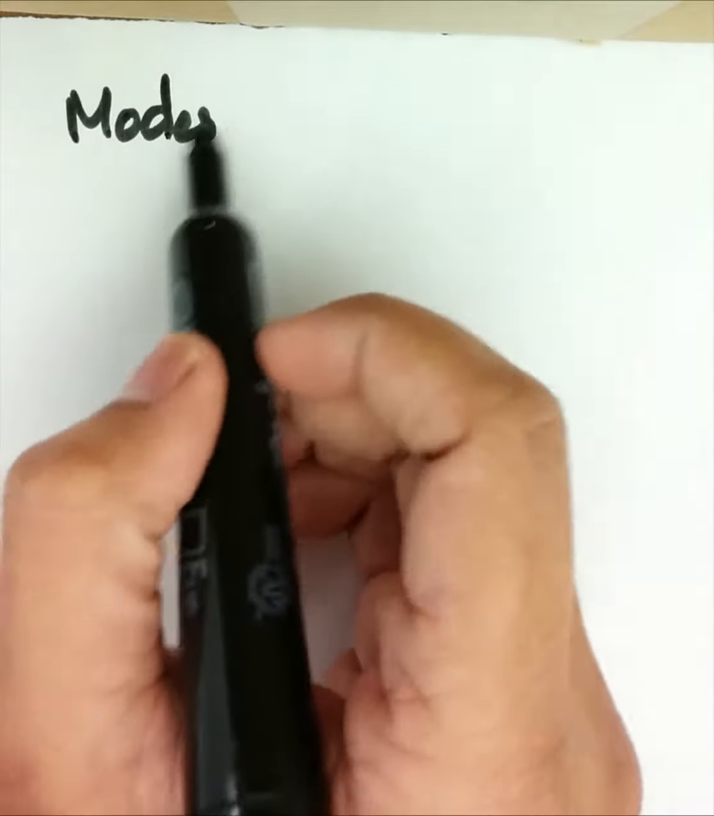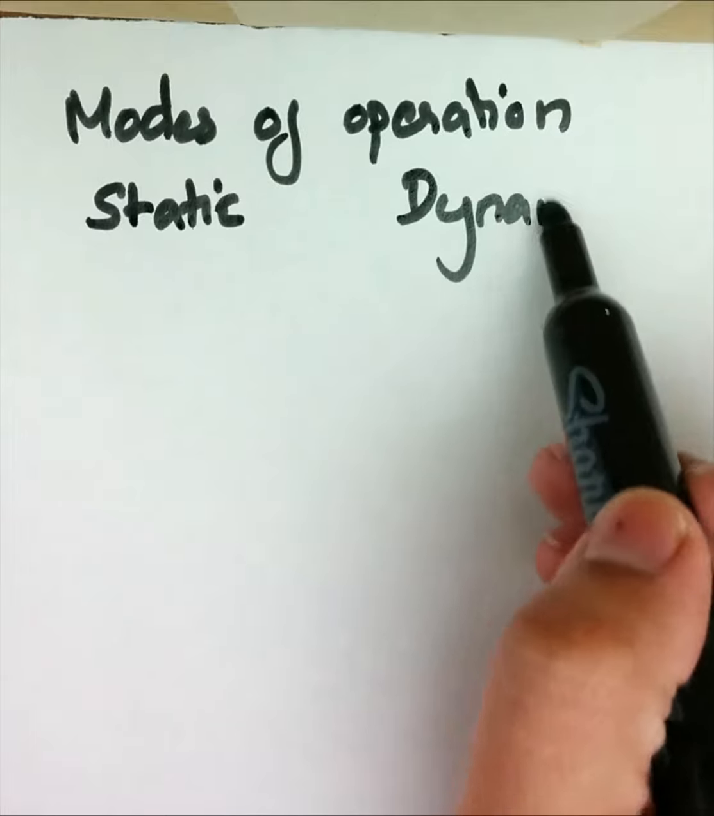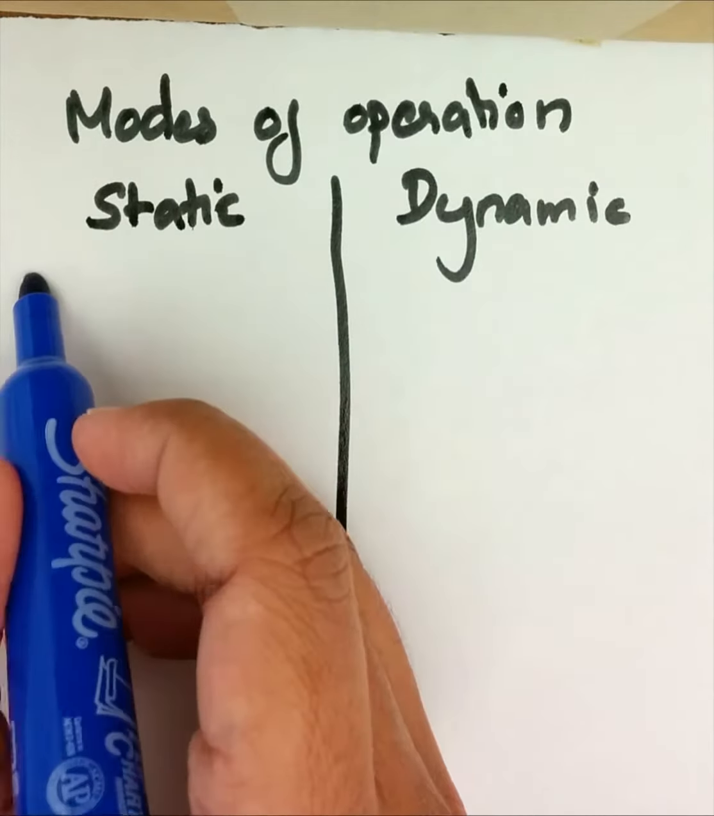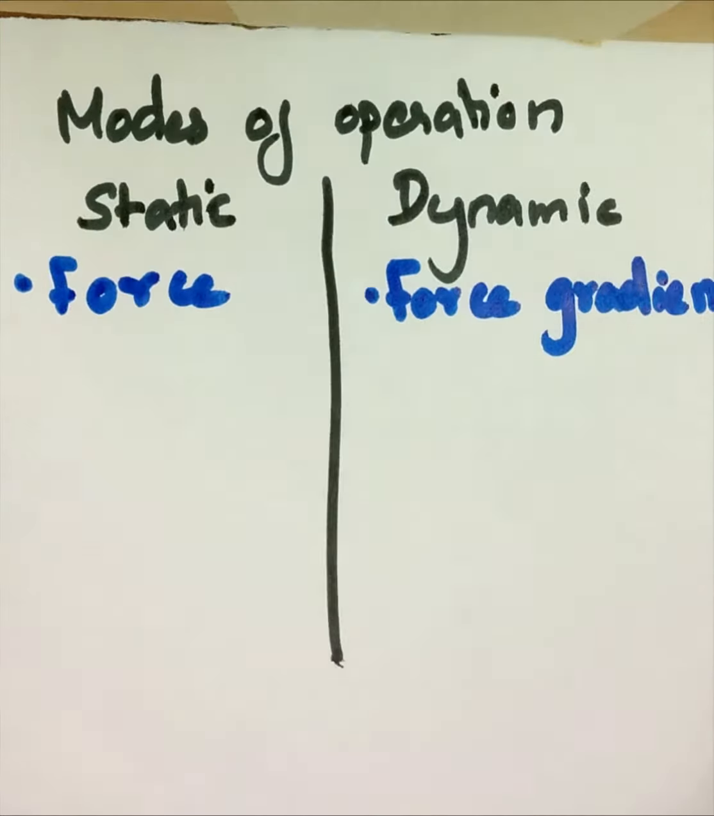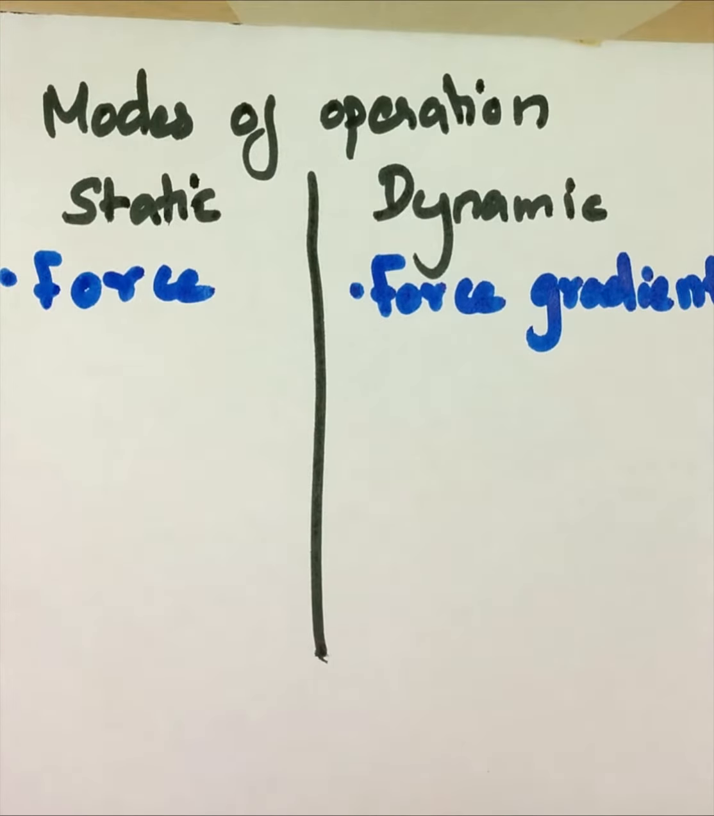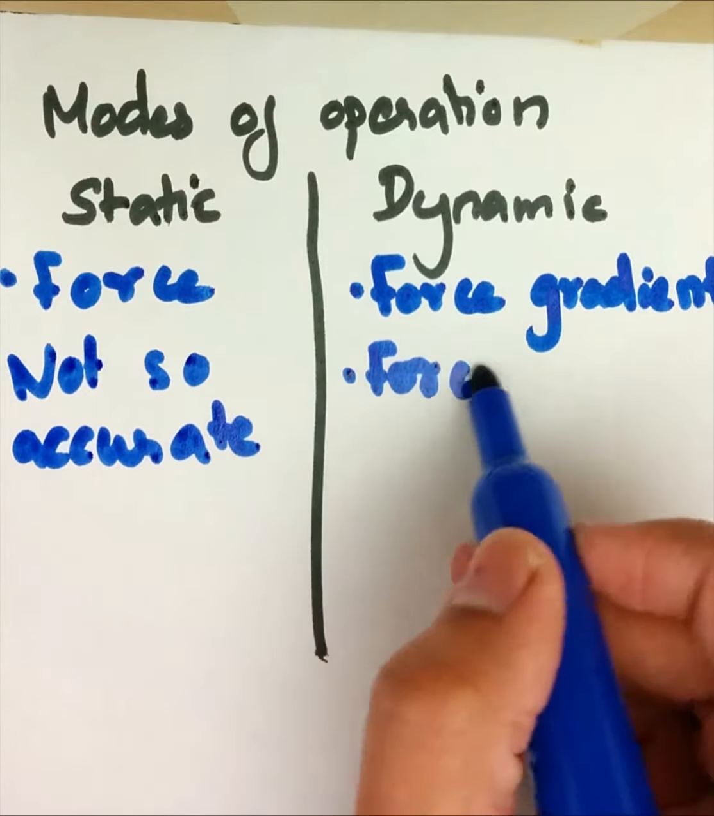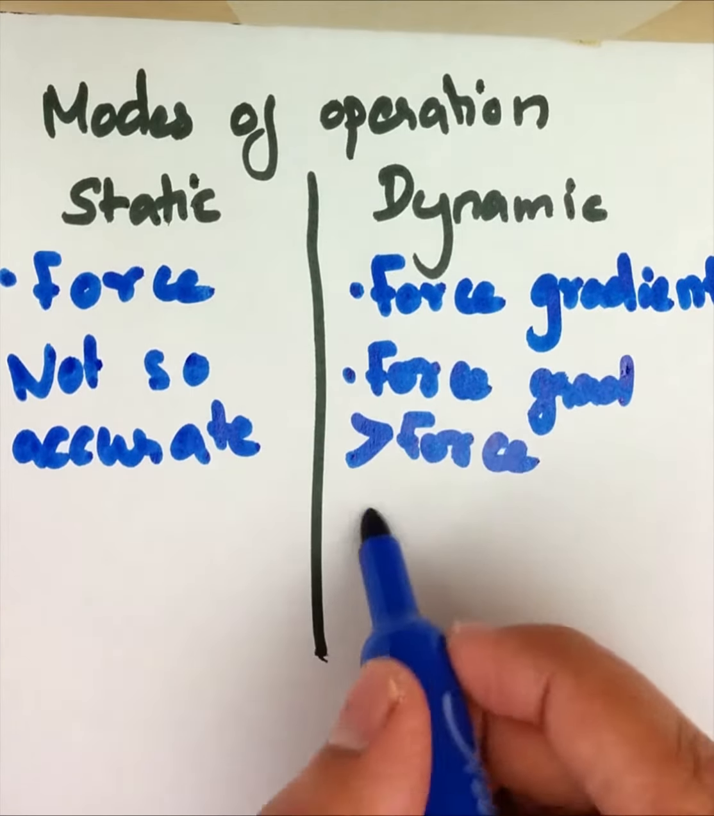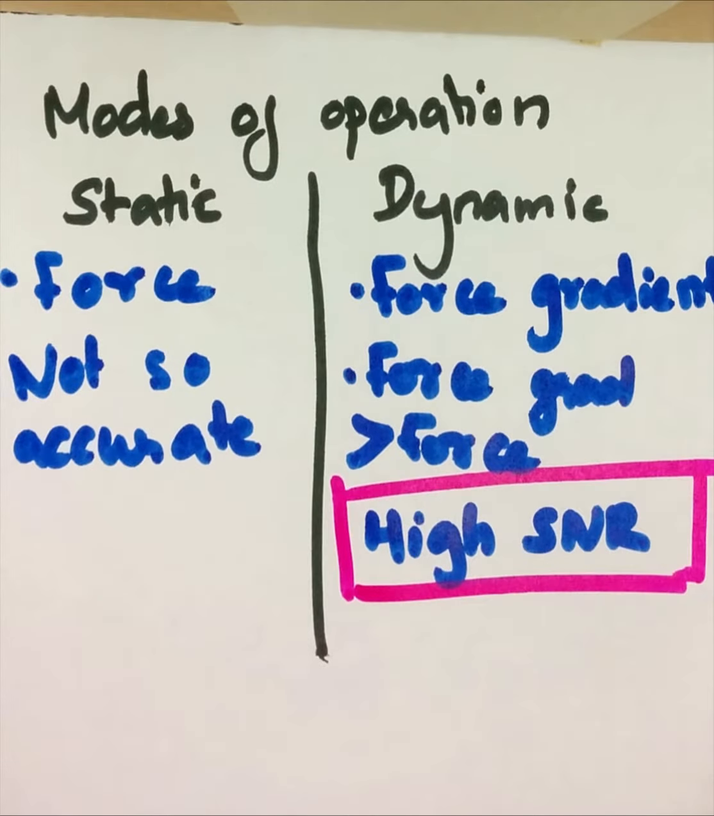Like the AFM, there are two major modes of operation, the static and the dynamic mode. In the static mode, force measurements between the cantilever and the surface are made, and in the dynamic mode, force gradient measurements are made. The static mode is not so accurate because force measurements generally tend to be small, while in the dynamic mode, since the force gradient measurements are much higher than the force measurements, it provides a higher signal to noise ratio. Hence, dynamic mode is preferred over the static mode.